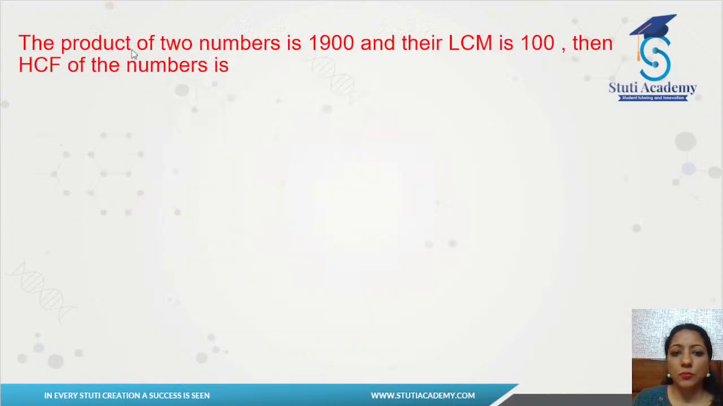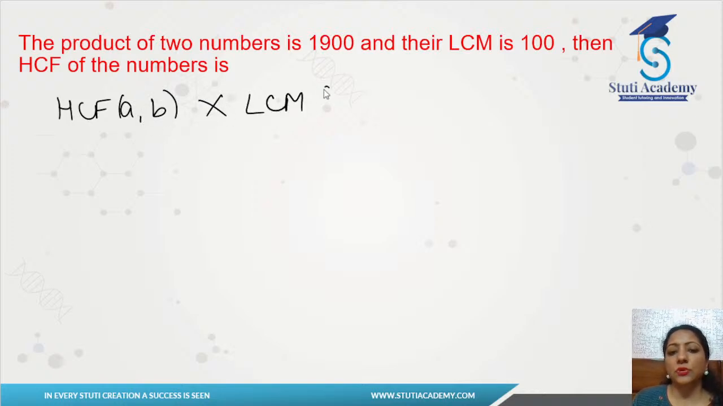Now let's discuss one more question. The product of two numbers is 1900 and their LCM is 100. Then the HCF of the numbers is. This one is very simple. We know that the HCF of two numbers multiplied by the LCM of the two numbers is the same as the product of the numbers.